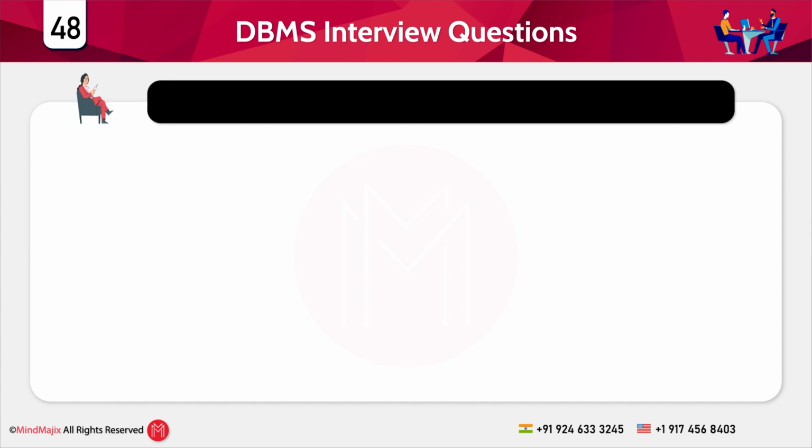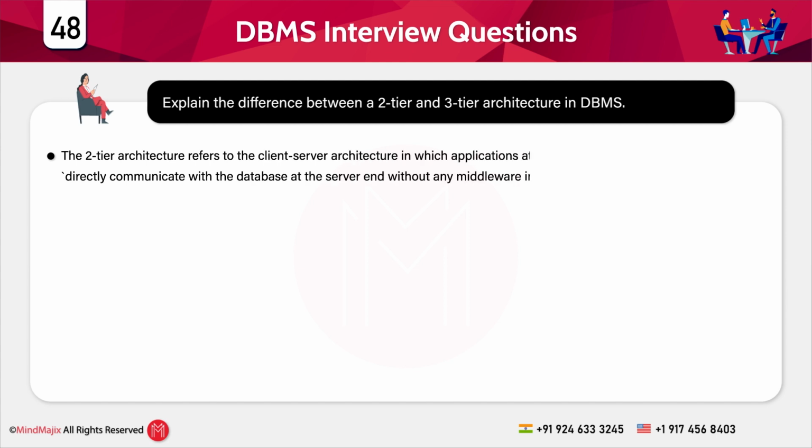The next question is, explain the difference between two-tier and three-tier architecture in DBMS. The two-tier architecture refers to the client-server architecture in which the application and the client directly communicate with the database at the server without any middleware involved. As an example of the two-tier architecture, you can consider a contact management system that is created using MS Access or the railway reservation system.